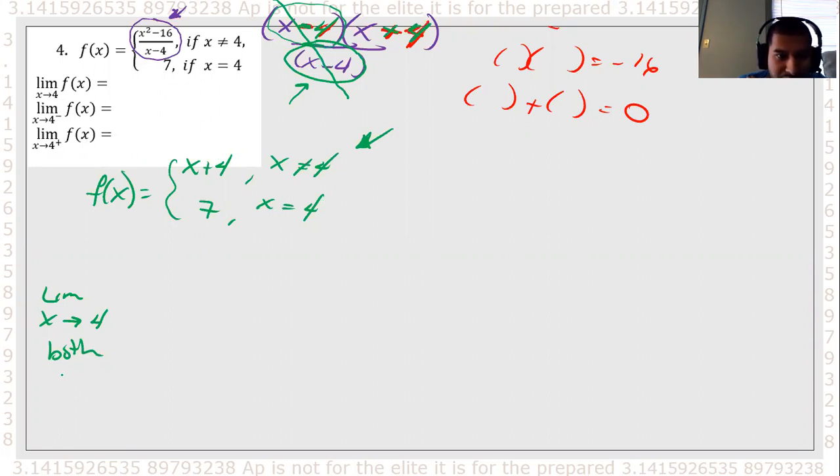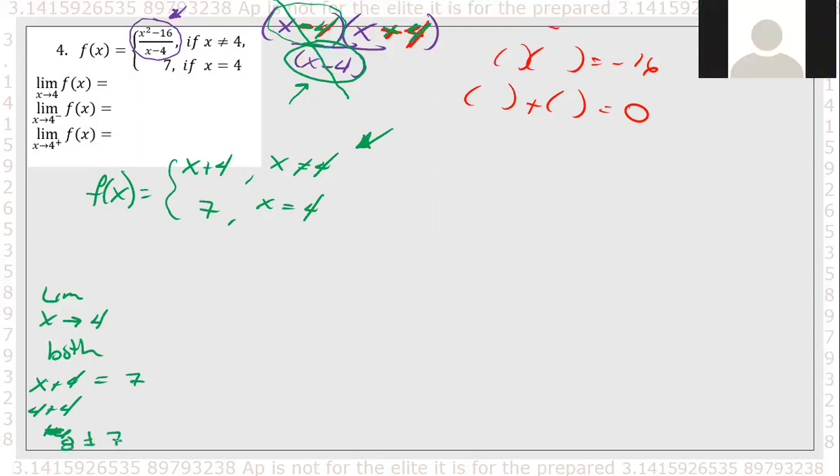So whether it's the left or the right, we have x plus 4. Is it equal to 7? So it's going to be 4 plus 4, 6, whoa, that's 8. It's not equal to 7. Oh wait, okay, you use both. Yeah, I still check both terms. So it doesn't exist. Yeah, the limit itself does not exist.